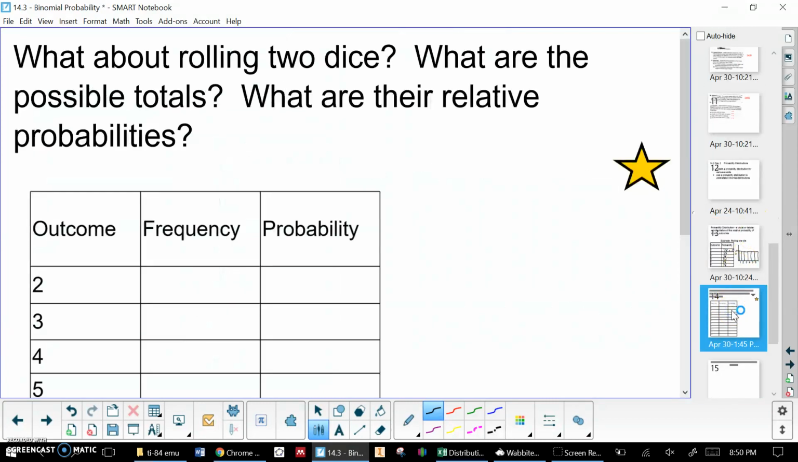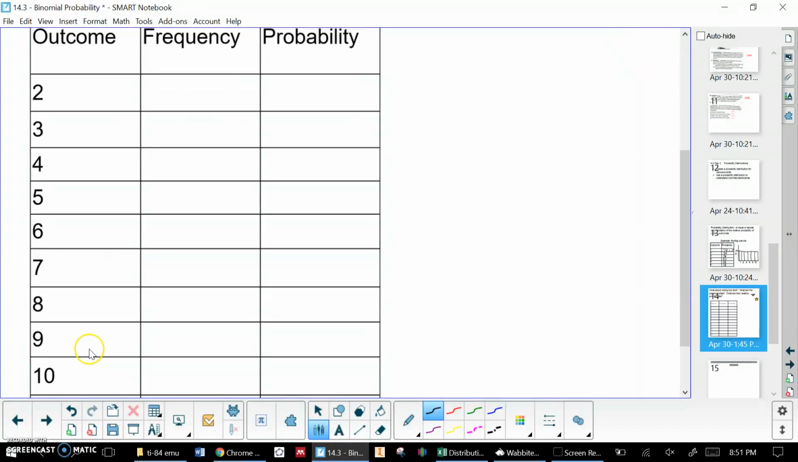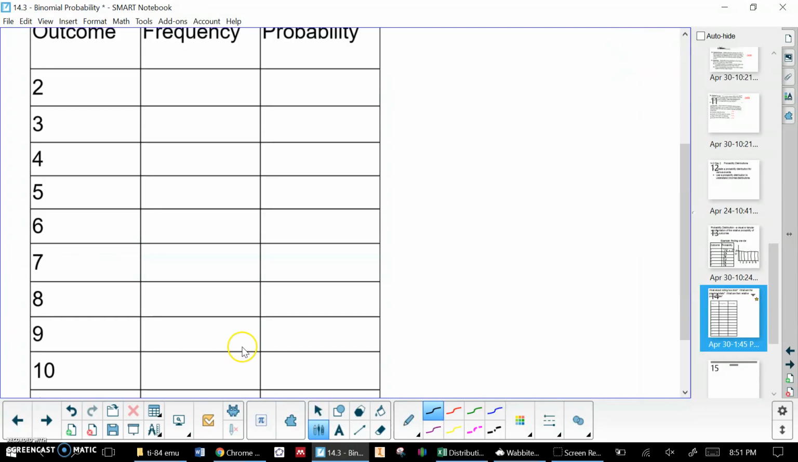So for our second example, we're going to look at something a little more complicated. Now we're going to roll 2 dice. So the first question we have is, what are the total possible outcomes? So just like before, we could get a 2, a 3, a 4, a 5. We can't get a 1 anymore because we're rolling 2 dice. But we can get 6s, 7s, 8s, 9s, 10s, 11s, and up to 12s.